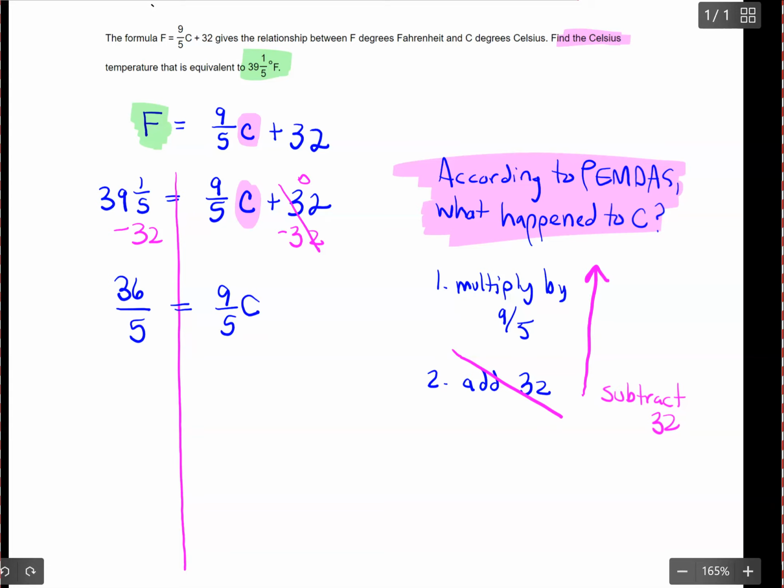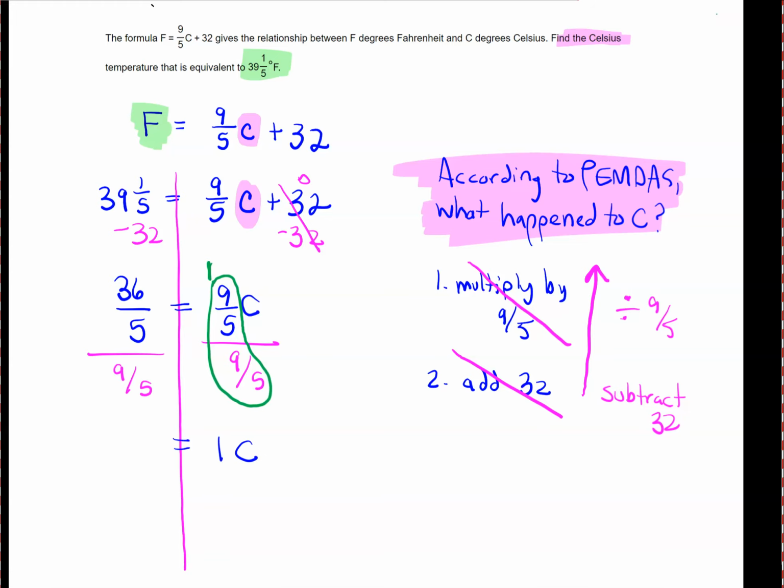Okay, and now I need to get rid of multiplying by 9/5. So to undo that, you're going to divide by 9/5. I'm going to divide the left-hand side by 9/5, and I'm going to divide the right-hand side by 9/5. So 9/5 divided by 9/5 is just 1. So I'm going to end up with 1 C on that side.